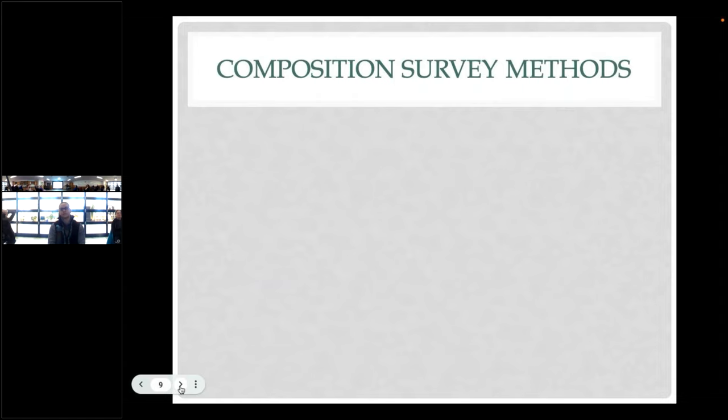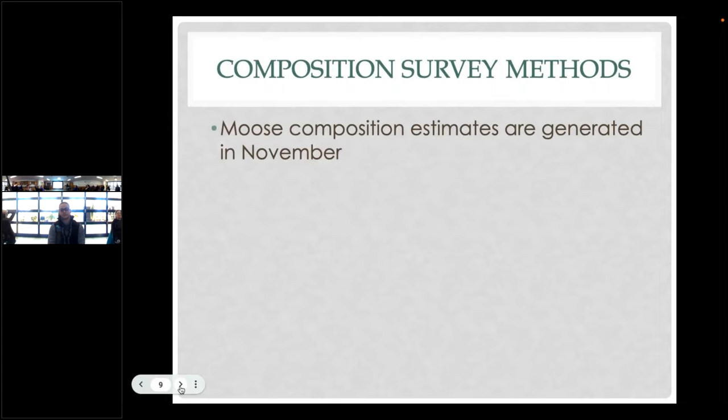So these again are the surveys that we use to assess bull cow ratios and calf cow ratios, and both are important metrics in your moose population. We do these surveys in November, and we do it then because that's when we have, hopefully, adequate snow to do the work, and it's before the moose begin to drop their antlers, which usually starts to happen a lot after the first week of December.